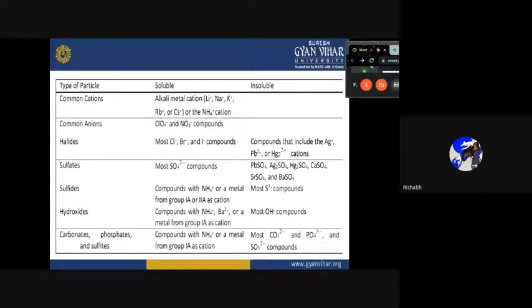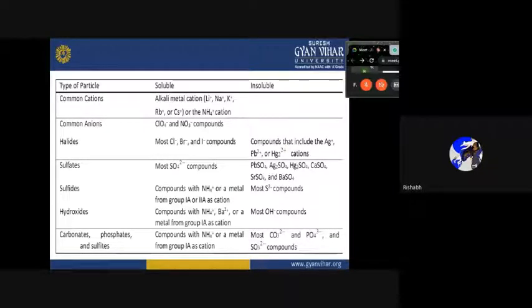Then comes your common anions, that is ClO4 negative and NO3 negative, perchlorate and nitrate. So they will also remain dissolved. They will not get precipitated after the reaction. They will also remain in their aqueous or dissolved state. Then come the halides. Halogens are in the 17th group and are the most reactive group in the whole periodic table. So most fluoride, bromide and iodide compounds will also remain soluble or in the dissolved state.